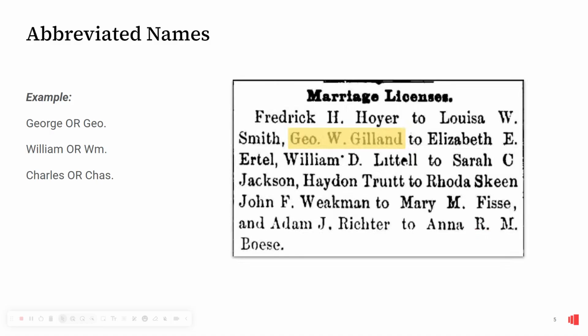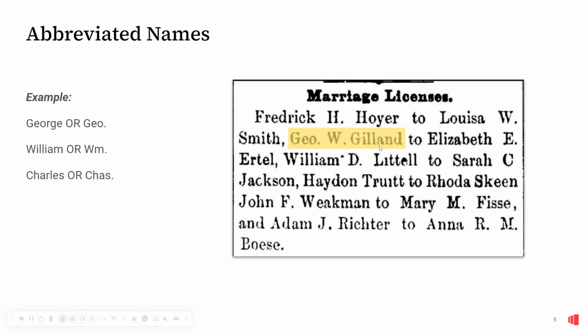Abbreviated names were very popular. A lot of times newspapers had a specific length or restraint to the number of characters that could be used, and so abbreviated names were popular. This is an example of a George W. Gilland, and you can see that GEO is the abbreviation, and I've given some examples of abbreviations I've seen with ancestors over here. There are lots more, but these are just to get you thinking.